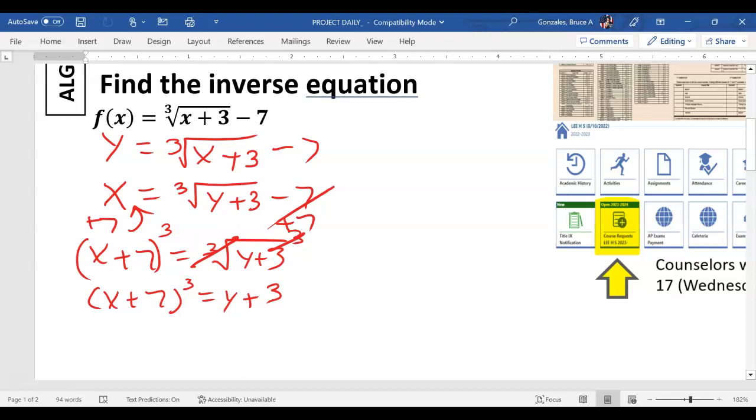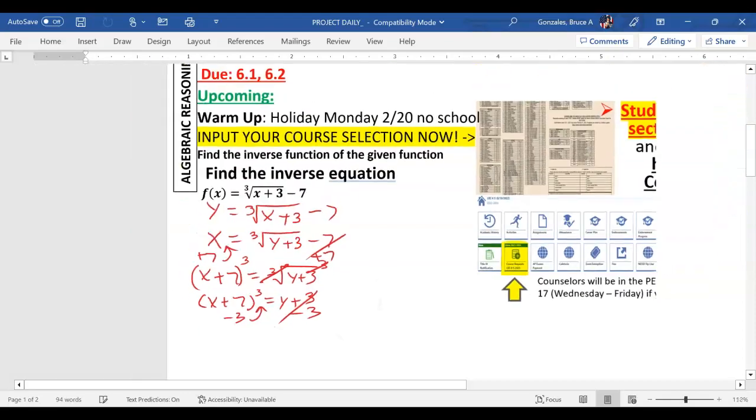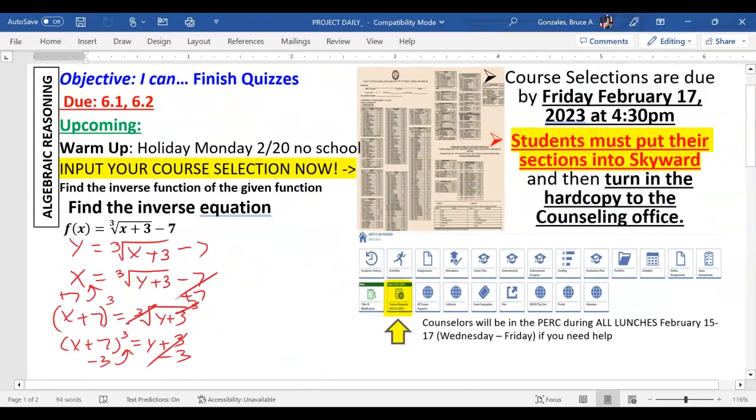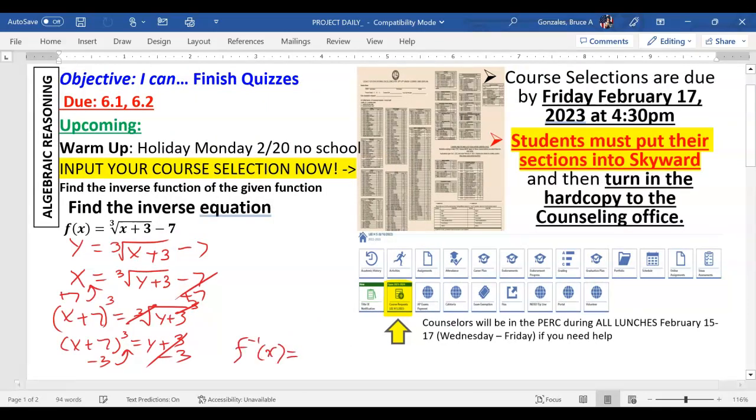Minus 3. And remember, that's not going to combine with the 7. It's going to go after the parentheses. So our final answer, f inverse of x equals x plus 7 cubed minus 3.